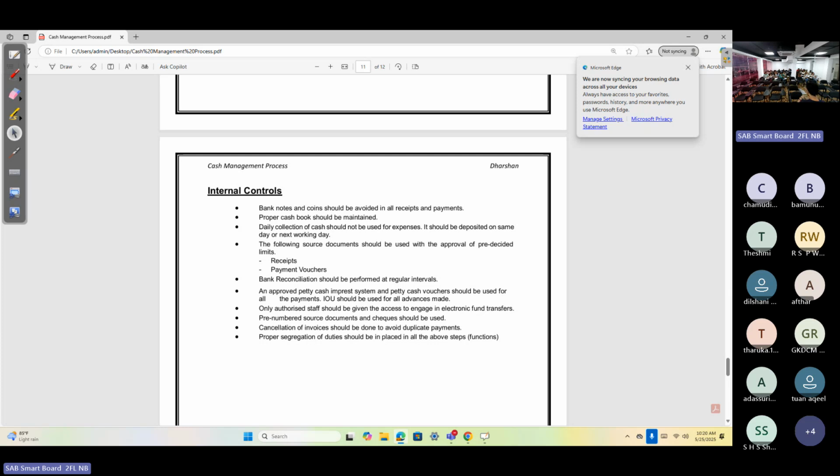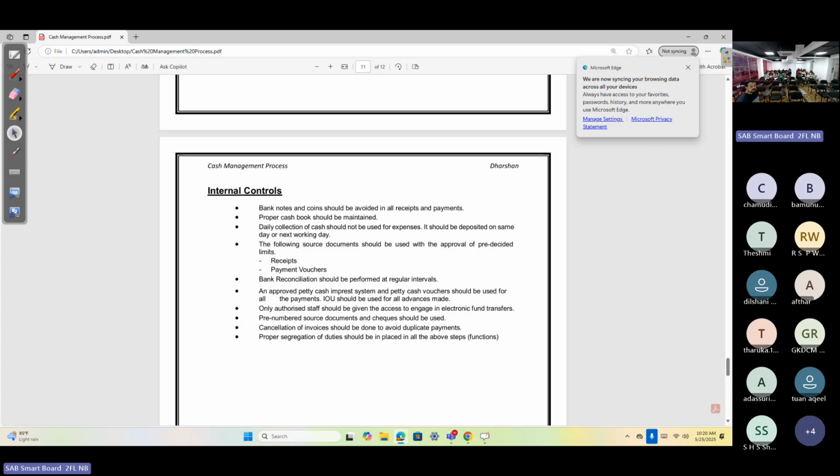Online transfers also, we can't give access to everyone. In the organization, there must be an authorized person. Two or three persons must be involved in the online process. Otherwise there are fraud chances, so this access must be given only to authorized persons of the organization.